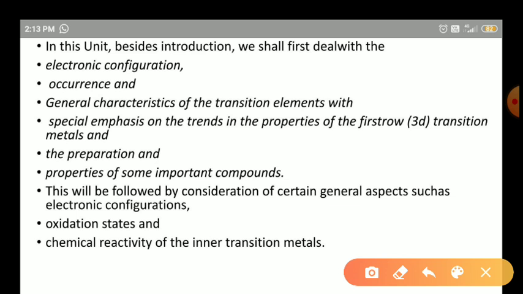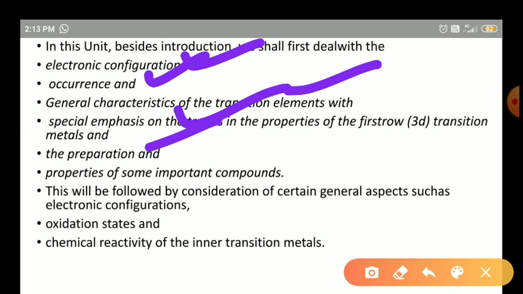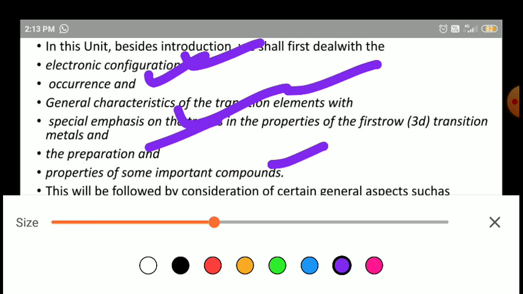In this chapter we are going to discuss the electronic configuration, occurrence, general characteristics, and special emphasis on the trends of the 3d series, preparations, and some important compounds.